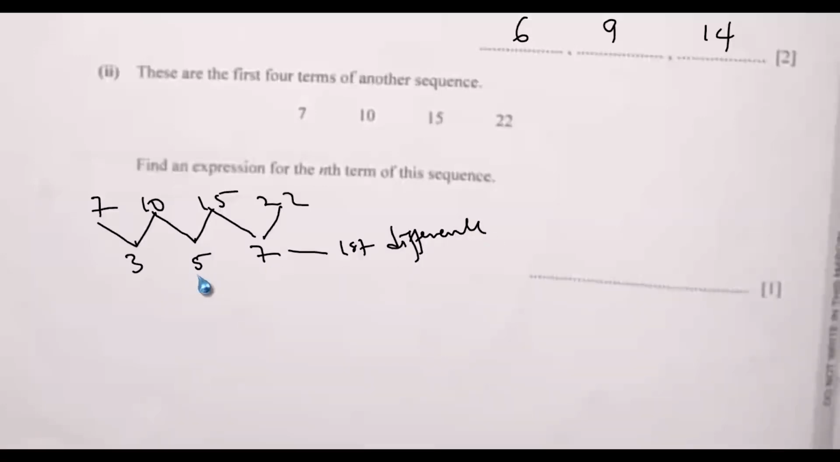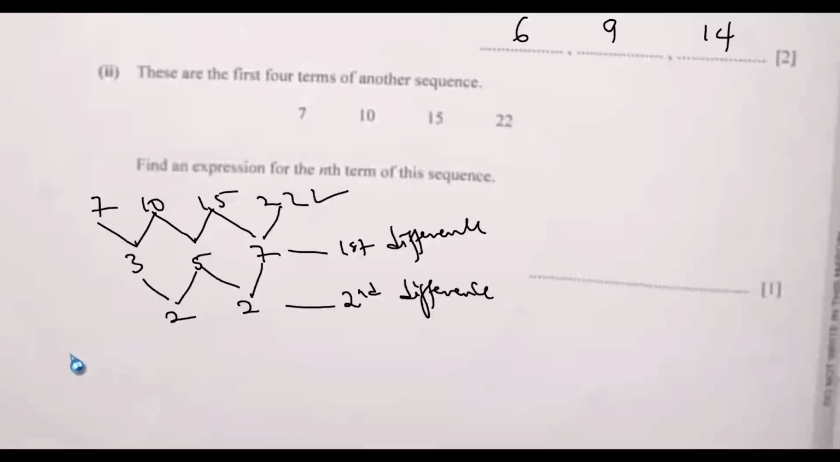So let's continue again. This subtract this, that will be 2. Then this subtract this, that will be 2. So this is the second difference. And in the second difference, we have common difference. So that implies that this sequence is a quadratic sequence. It's a quadratic sequence.